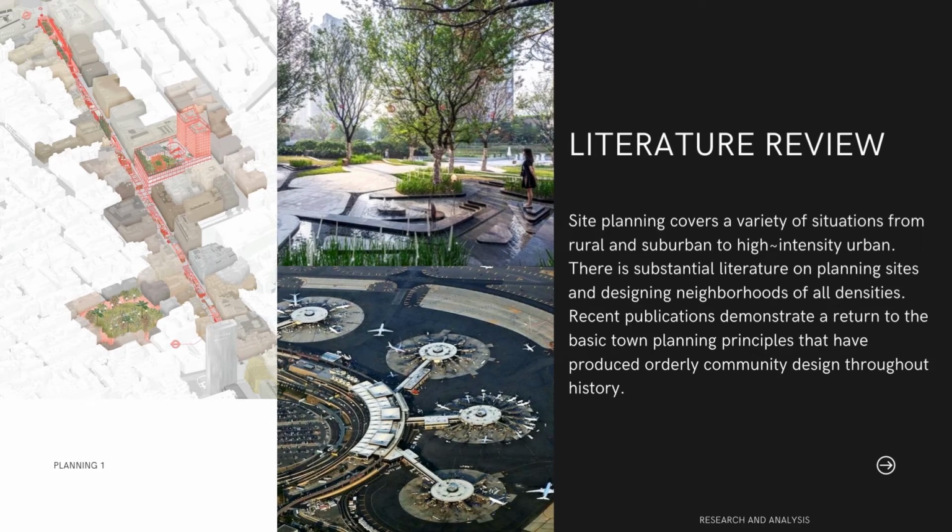So next here is the literature review. Site planning covers a variety of situations from rural and suburban to high intensity urban. There is substantial literature on planning sites and designing neighborhoods of all densities. Recent publications demonstrate a return to the basic town planning principles that have produced orderly community design throughout history. So, guys, when we design a town, we need to have a historical background of this town or community for us to have knowledge about the principles or the design we want to design for the client. Okay, so we have here the principles of town planning.